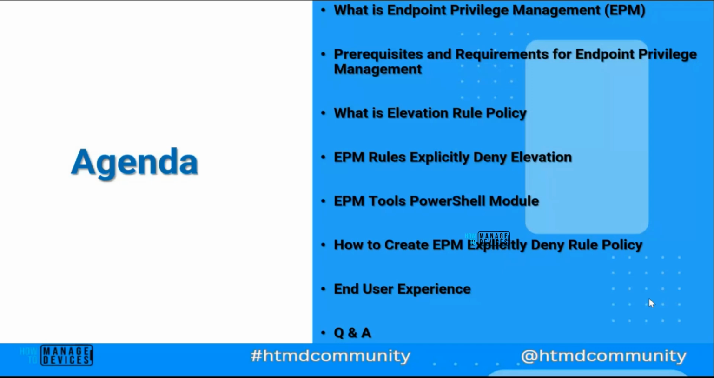I'll also discuss the new EPM addition, that is, the EPM rule that explicitly denies elevation. And we'll also check the EPM Tools PowerShell module, since we need to run some commands to get some attribute results. That's the reason I'm covering this topic today. After that, we'll jump into a quick demo and create an EPM explicit deny rule policy. We'll also check the end user experience. And at the end, you have an opportunity to ask your questions. You can unmute yourself and ask, or put your questions in the chat. I'm happy to help you there.